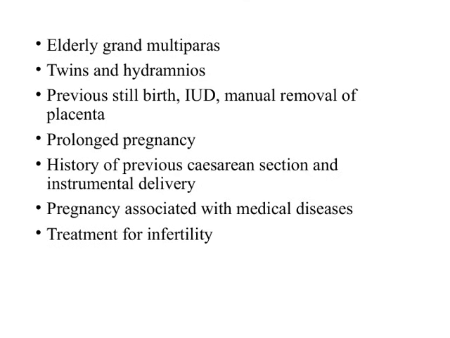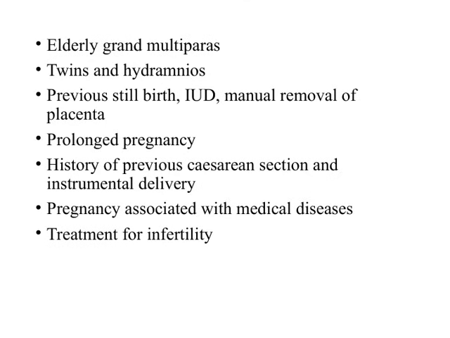Next, we see issues like twins and hydramnios. Twins are naturally higher-risk pregnancies because of the increased load on the uterus, and hydramnios, or excess amniotic fluid, can lead to complications such as preterm labor or fetal distress. Moving on, a history of previous stillbirth, intrauterine device or IUD use, and manual removal of the placenta are all significant factors. These past experiences can influence current pregnancy management and outcomes, highlighting the importance of thorough medical history taking.